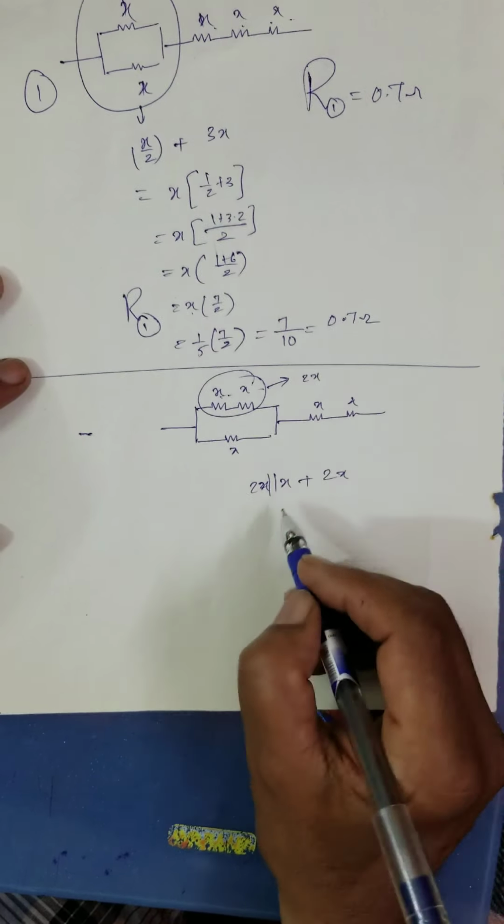Then 2x is the common factor. 1 by 3 plus 1, 2x. 3 is the LCM, 1 plus 3. Therefore 2x into 4 by 3. I'll write it here. This is the second configuration, or second arrangement: 2x by 4 by 3, or 8x by 3, 8 by 3.